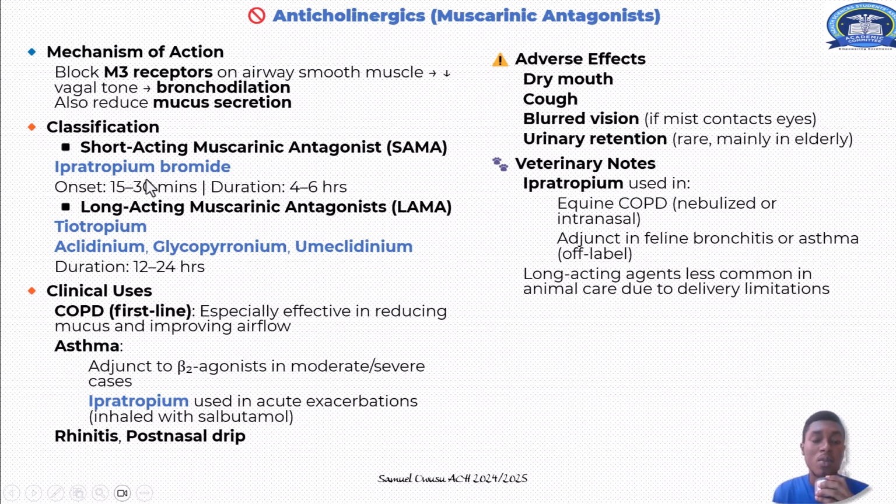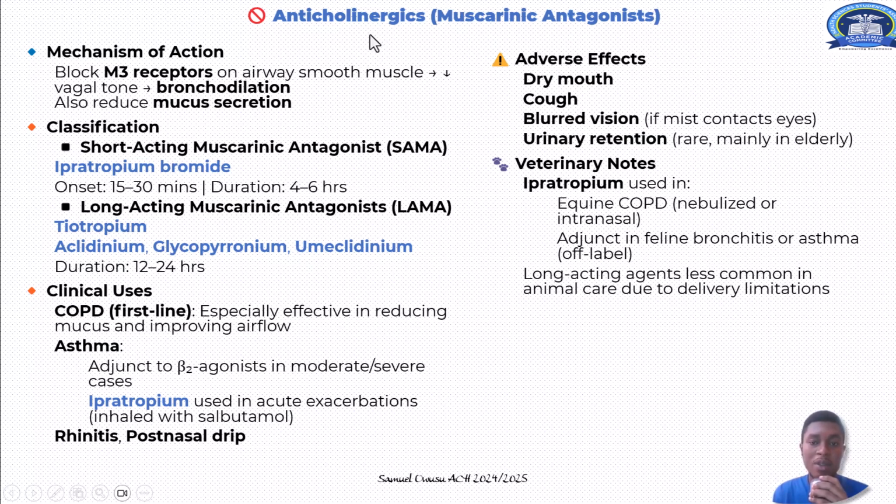The one that is mostly used, especially in acute asthma attacks, is ipratropium bromide, which is a short-acting muscarinic antagonist. And then we have the long-acting ones, tiotropium and glycopyrronium, and the others. The clinical use is that they are first-line agents in COPD, but in asthma you have to give them together with the beta 2 agonists that we mentioned. And ipratropium, like I mentioned, is the one mostly used in acute exacerbations of asthma. We can also use them in rhinitis and postnasal drips.